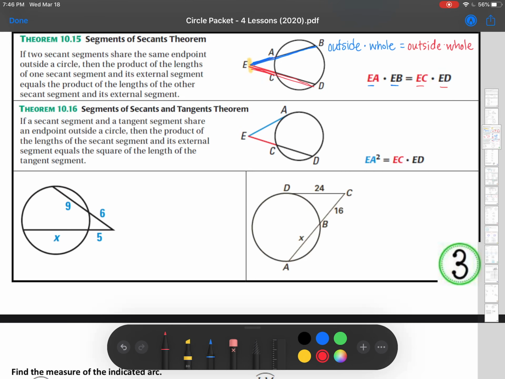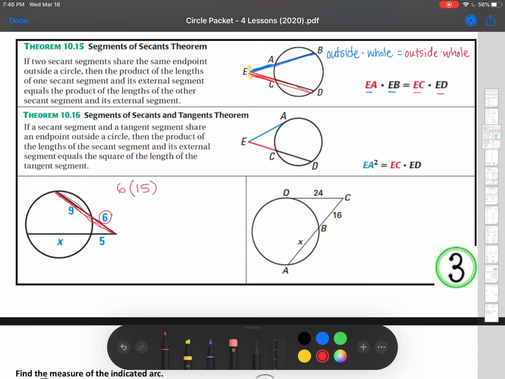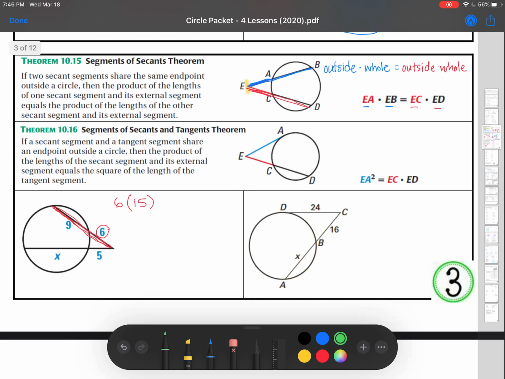So this first example down here, do you see how the 6 is on the outside? So we're going to take the 6 times the whole thing. And so what are we going to have to do? We're going to have to add those together, right? Wouldn't that be 15? The whole thing is 15 long. And actually that's one thing that I usually would have you add to these notes. The whole thing, you actually want to add them together, right? Because this whole thing would be 9 plus 6.